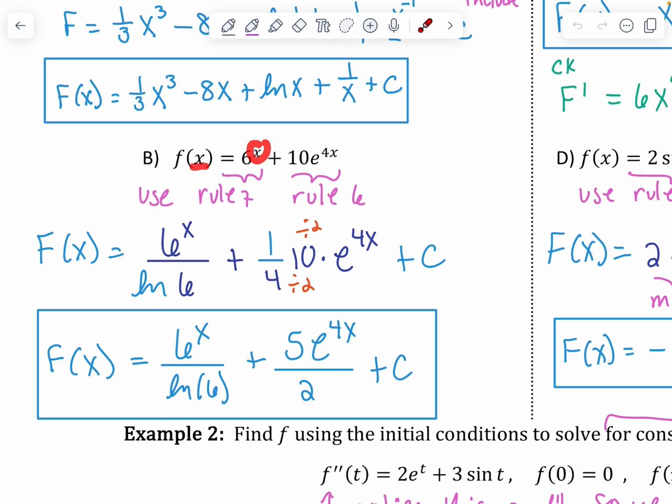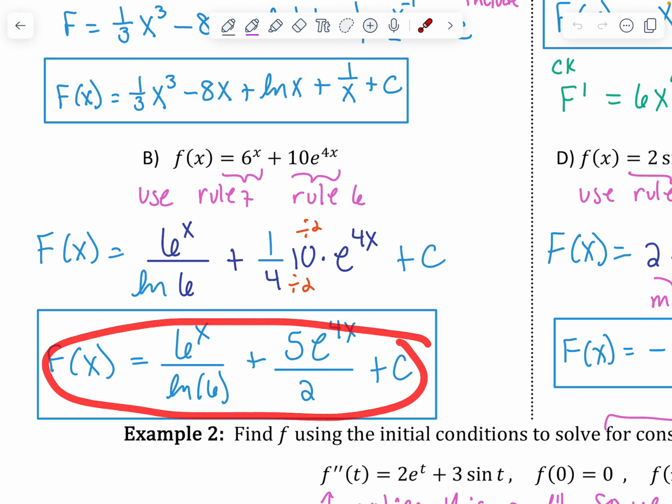Rule 7 said if you have a variable that's in the exponent and it is not base e, then you take the exponential over the natural log of just the base. But if you did have base e, you're going to leave the exponential, and whatever k was, you're going to have 1 over k. And then don't forget, we also had that scalar multiple that just kind of stays there. And this is really 10 over 1. So I have a 10 in the numerator I can divide by 2, and a 4 in the denominator I can divide by 2, and I need my plus c.